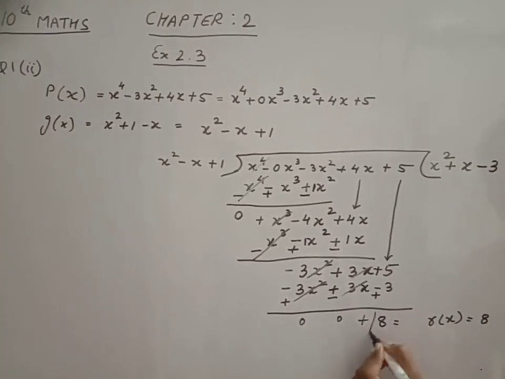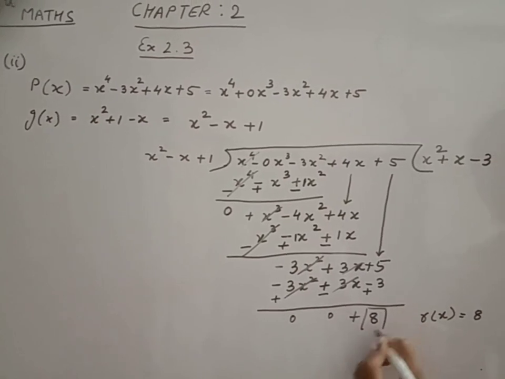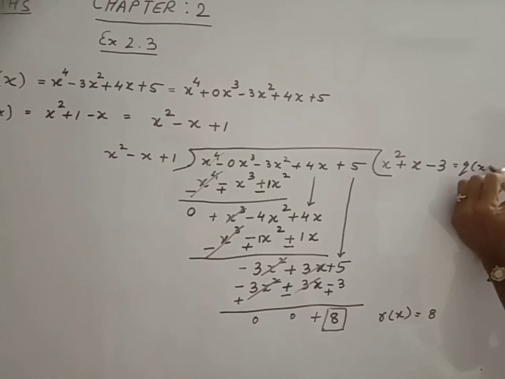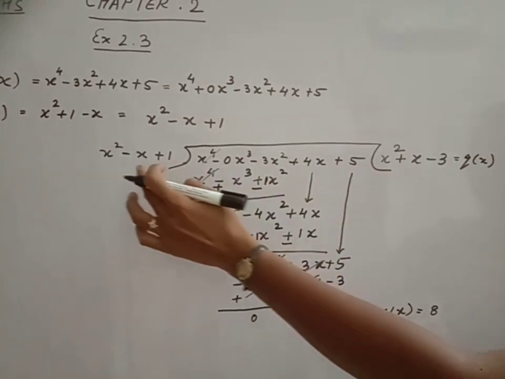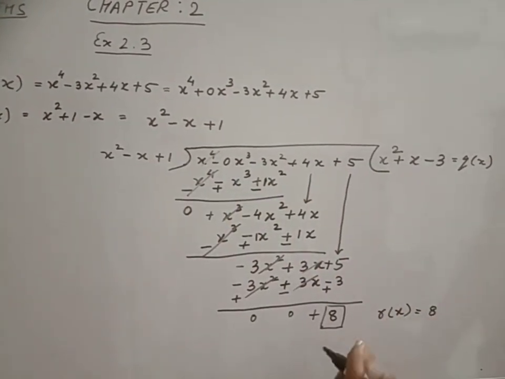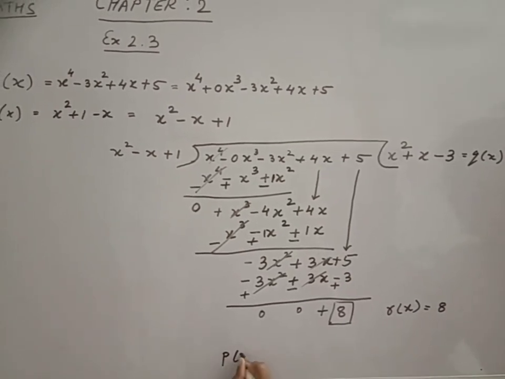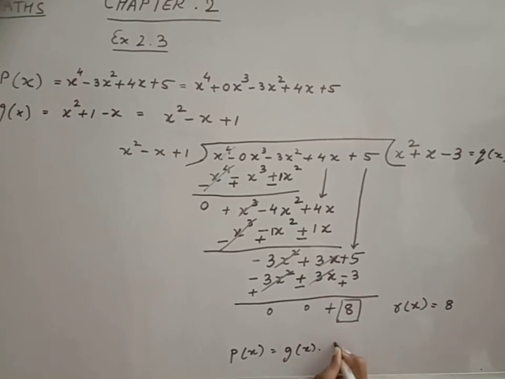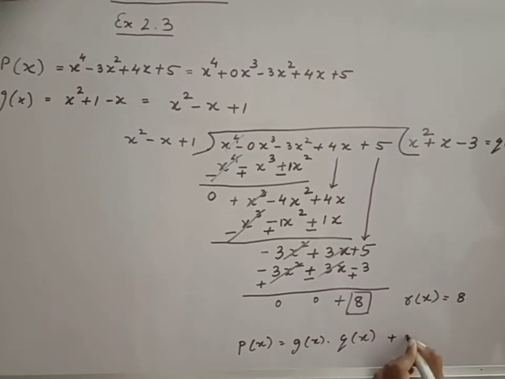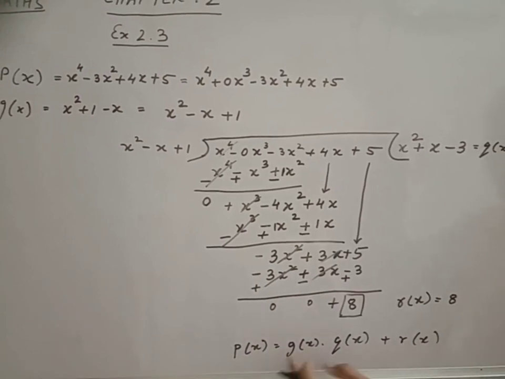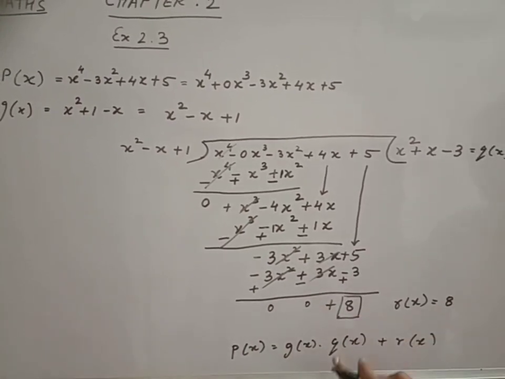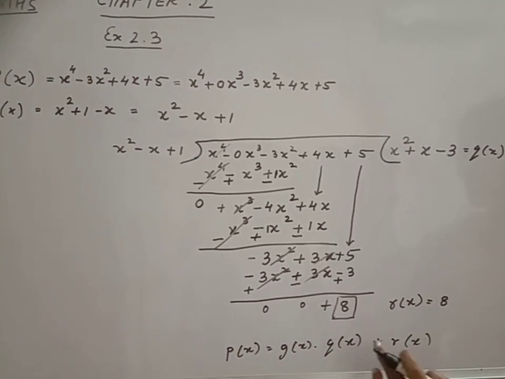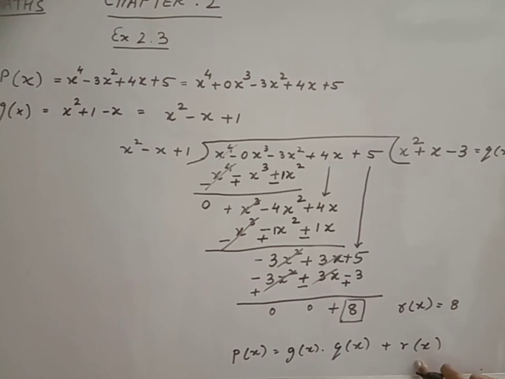Plus 8 is the remainder. This is my Qx, that is the quotient. This is my Px and this is my Gx. It also satisfies this condition that Px is equal to Gx into Qx plus Rx. That is, dividend is equal to divisor into quotient plus remainder.